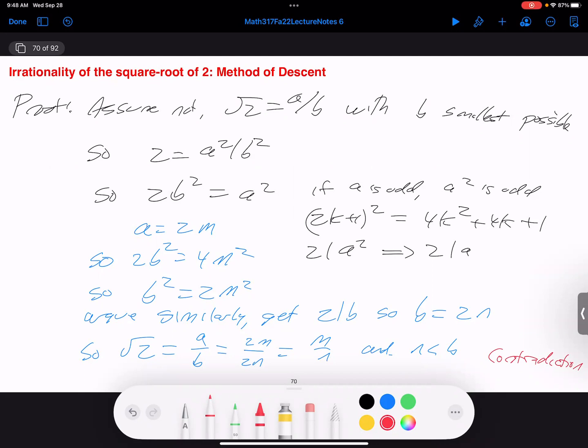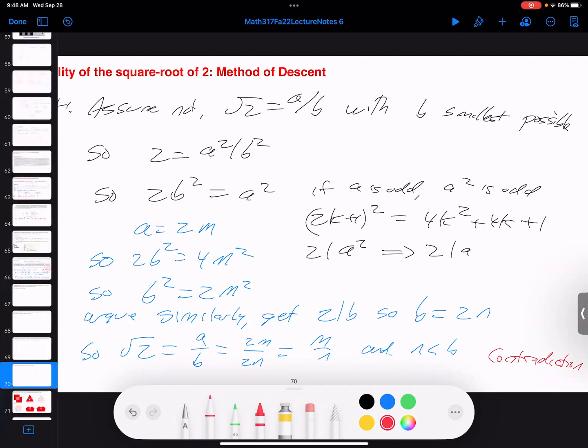So again, proof by descent is absolutely wonderful. How many people had never seen this argument before, out of curiosity? Okay, so you are now allowed to graduate from Williams with a math degree. This is something you just have to have seen at least once.